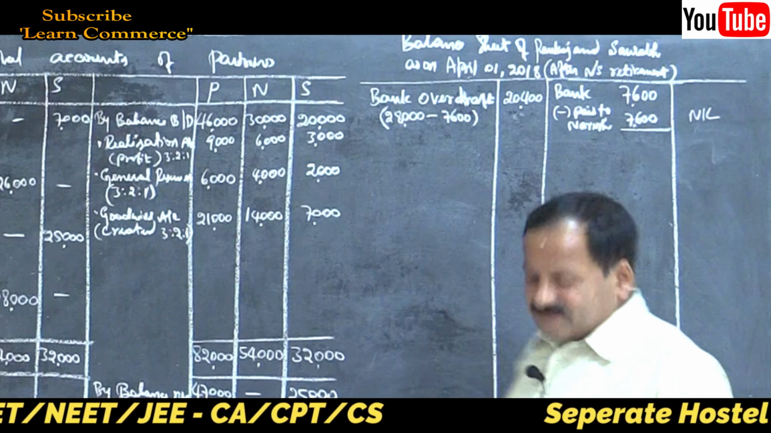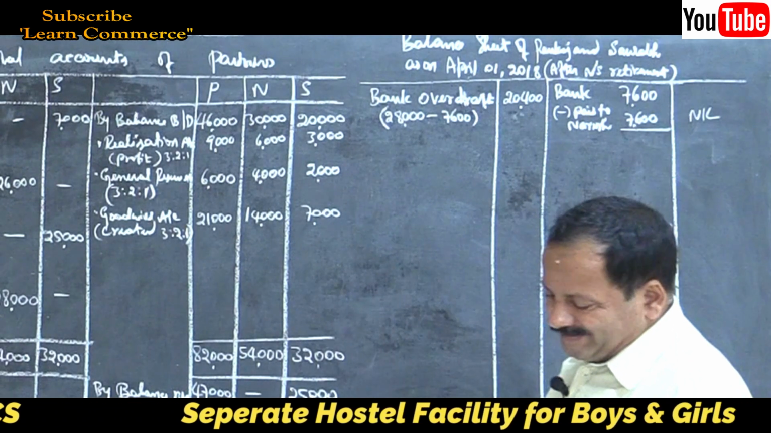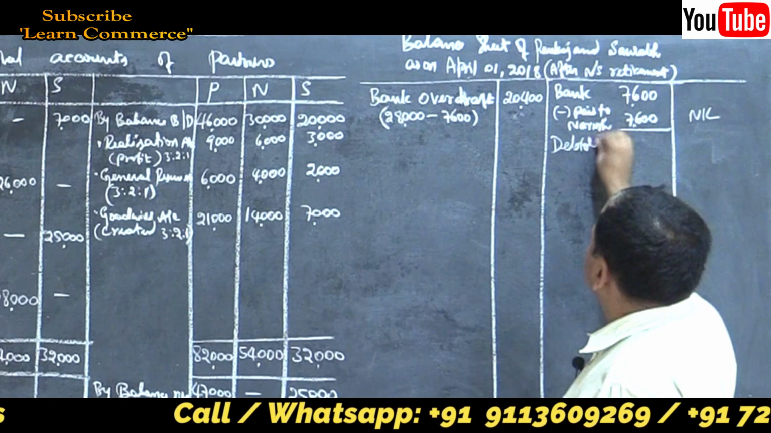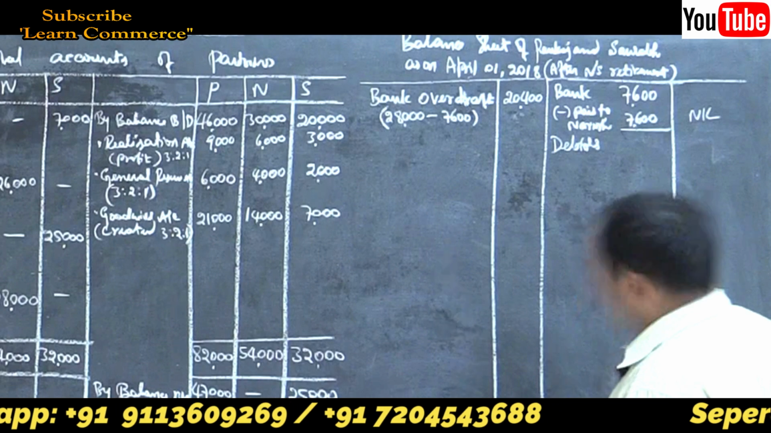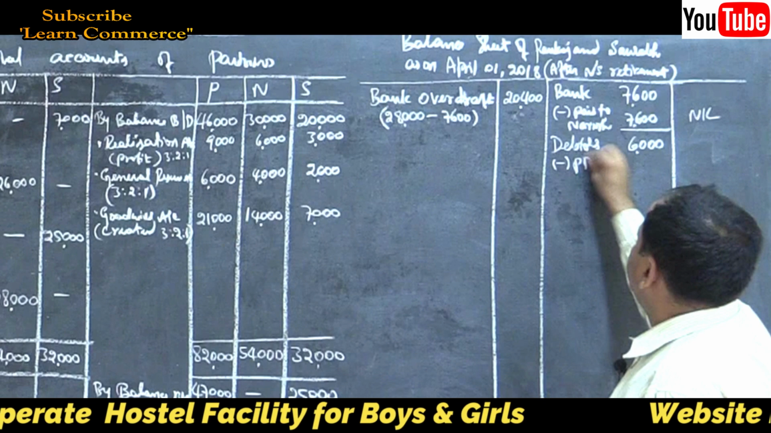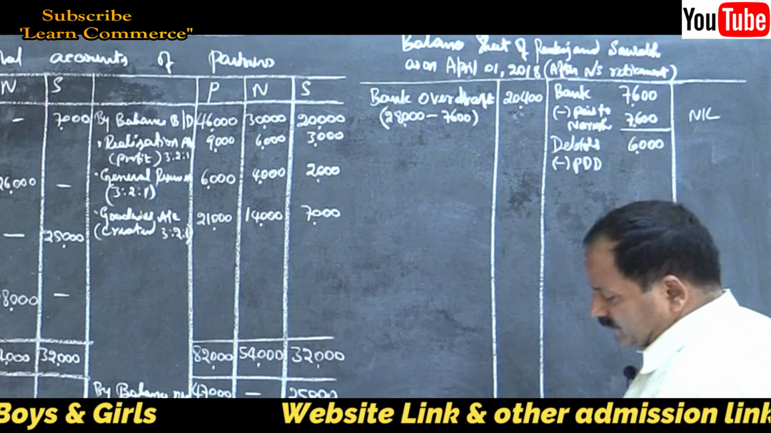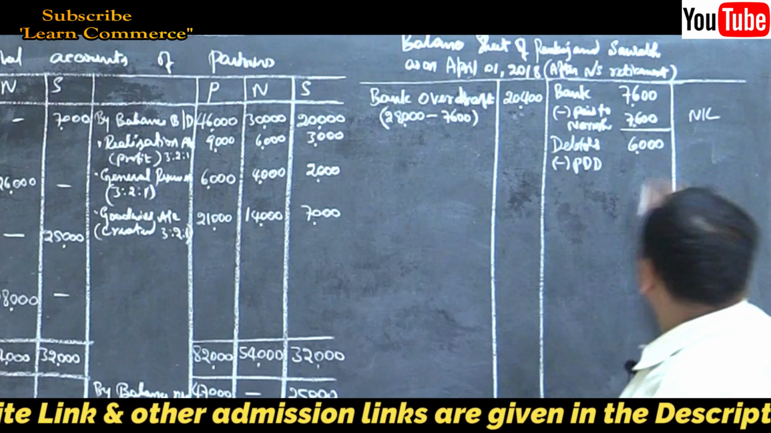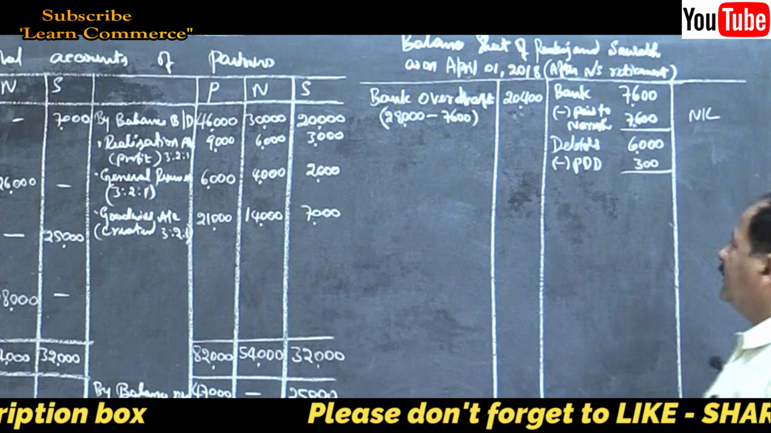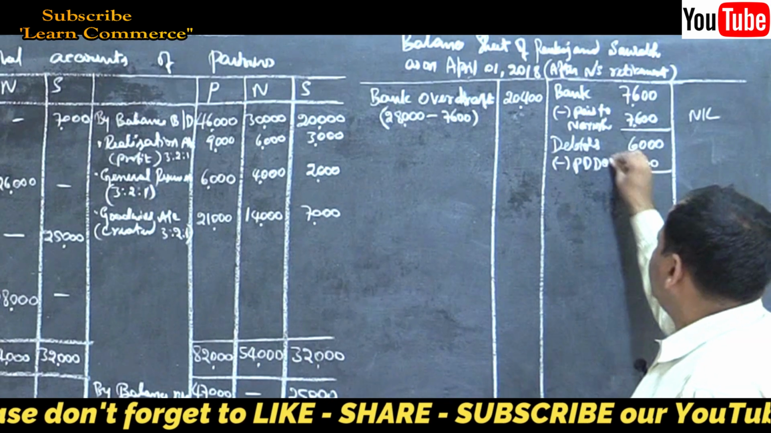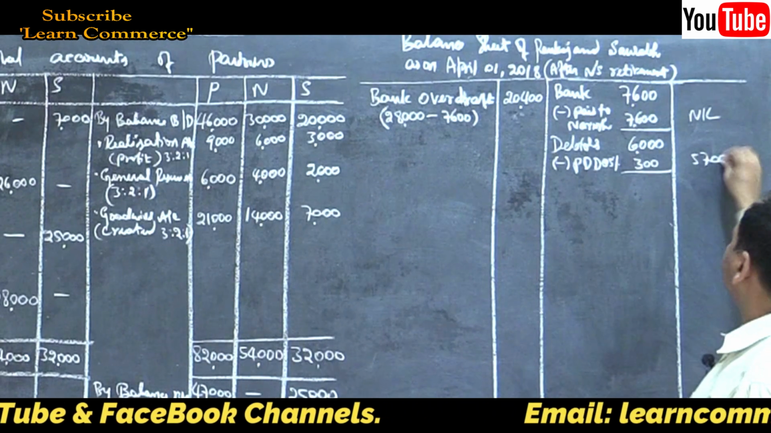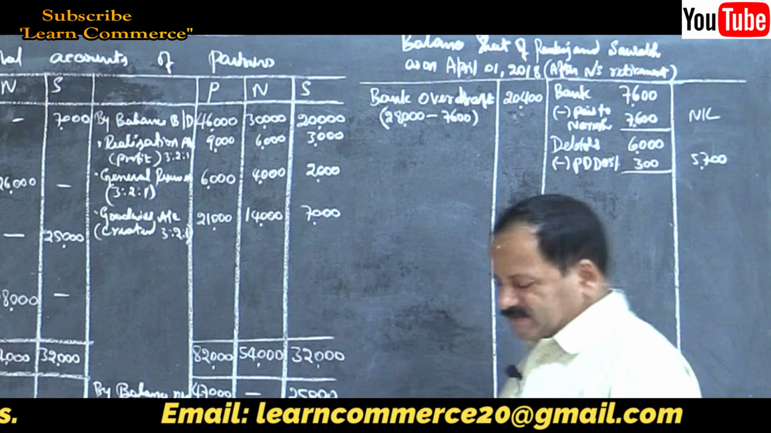7,600 minus 7,600. Then, what is the next asset? Debtors. How much? 6,000 minus PDD, provision for doubtful debts. How much? 300, right? They told in the problem that it is at 5% on debtors. So 5,700. Then comes stock, isn't it?